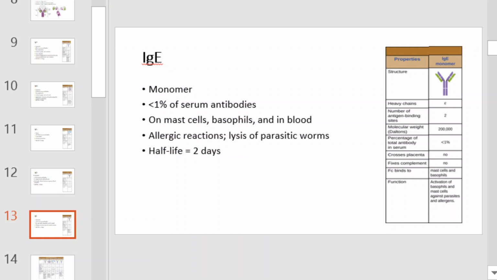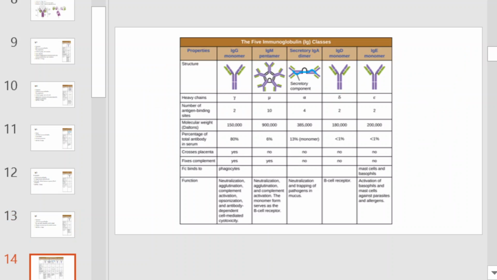This is IgE, which is also a monomer. It's found in less than 1% of serum antibodies. It's found on mast cells, basophils, and in the blood. IgE is common in allergic reactions and the lysis of parasitic worms, and has a half-life of 2 days. Here's a table summarizing the aforementioned antibodies.